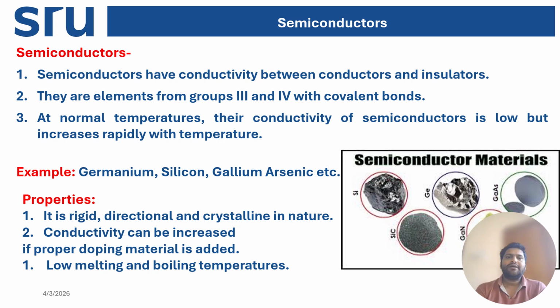So extrinsic semiconductors are doped semiconductors. A small amount of impurity is added to improve the conductivity. If we add pentavalent impurities, it becomes an n-type semiconductor. If we add trivalent impurities, it becomes a p-type semiconductor. Doping is a key process that makes semiconductor devices possible.